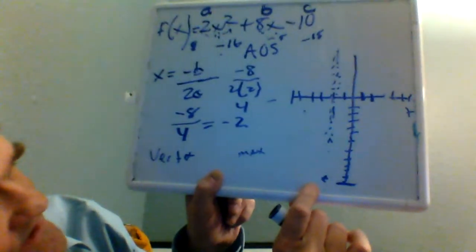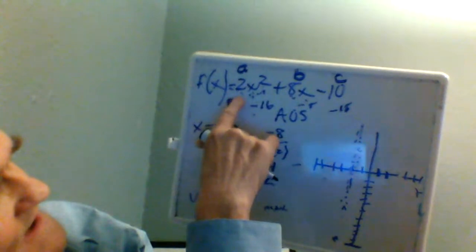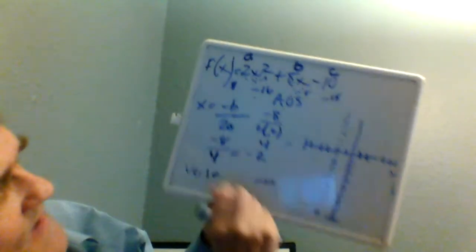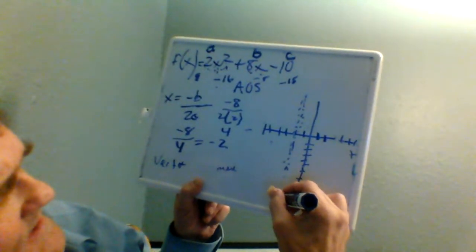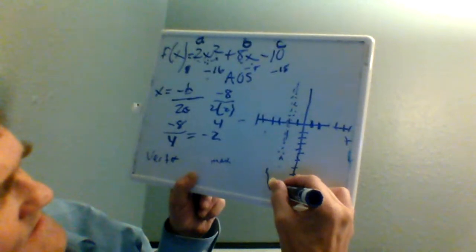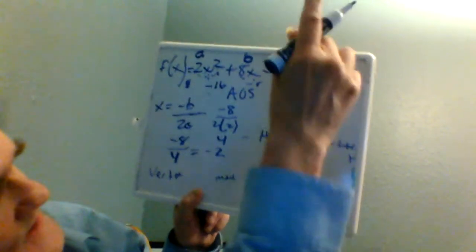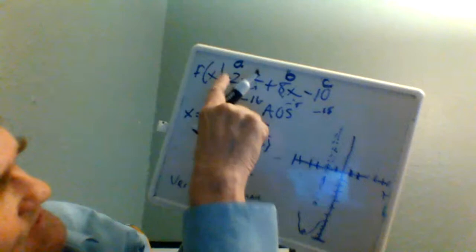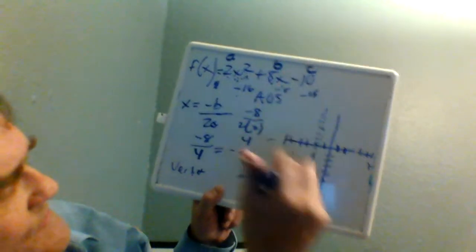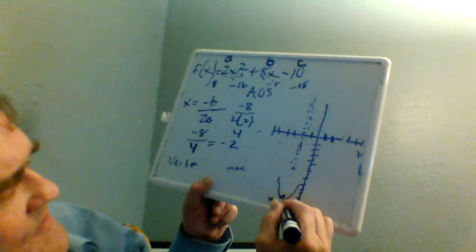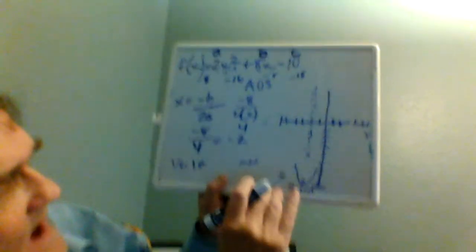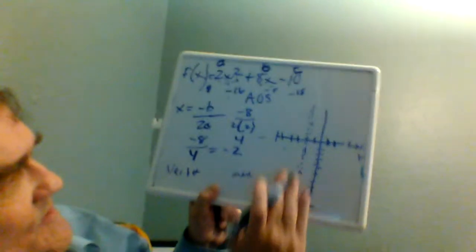But if it's a positive, like this is a positive right here, you're pointing up. That means this is going to go up. So even though it's way down there at -18, it's going to come all the way back up. So that's going to be what's called a minimum vertex, because that's the very bottom.